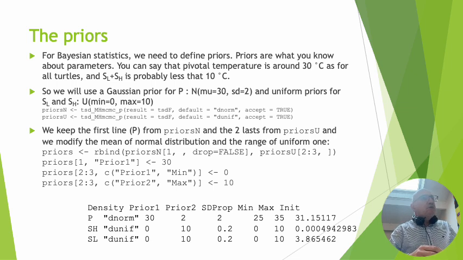So we will use a Gaussian prior for pivotal temperature. We will take the prior with a normal distribution, an average of 30, standard deviation of 2. This is wide. Probably the true value will be inside this interval. And we will use uniform priors for SL and SH because we don't have a lot of information about these values.